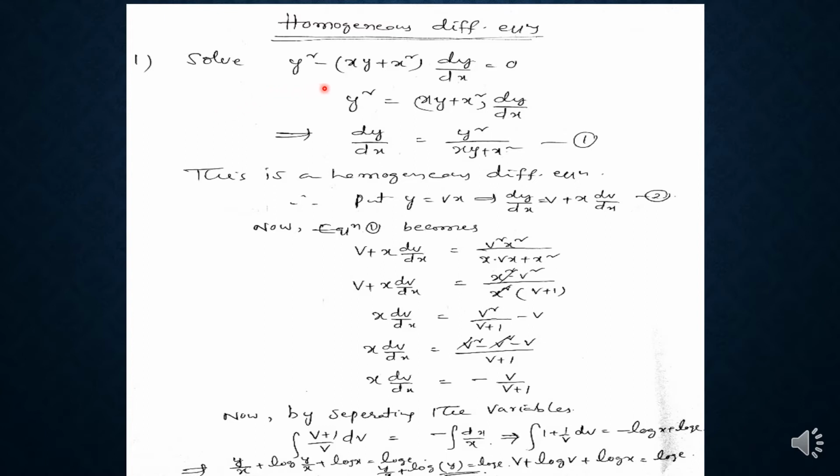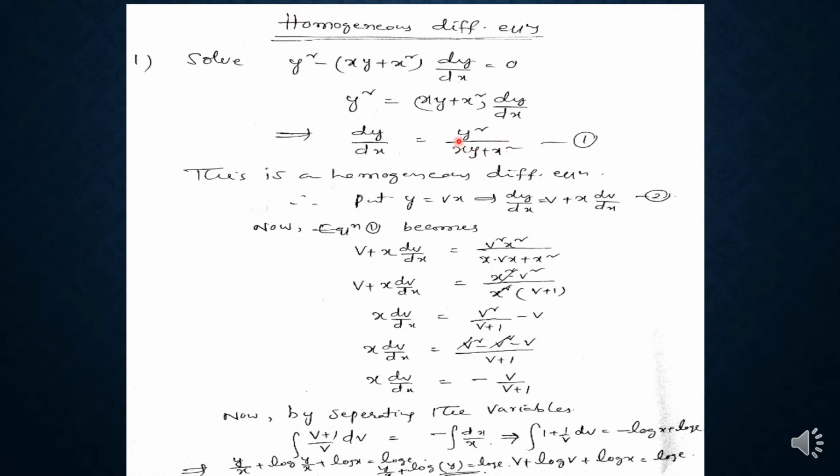Solve y square minus xy plus x square dy by dx is equal to 0. So this is not in the form of variable separable method or exact differential equation or linear differential equation. So write y square is equal to xy plus x square into dy by dx. Then dy by dx can be written as y square by xy plus x square. Check whether it is homogeneous form or not.